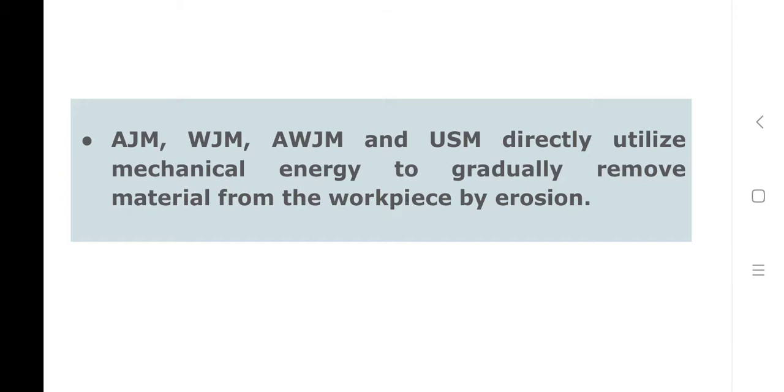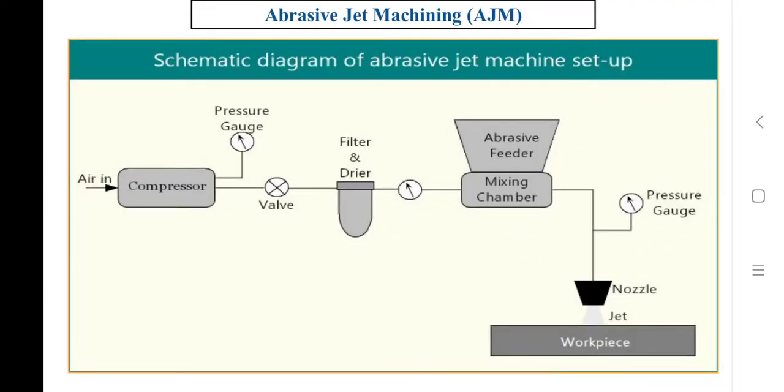Examples of such processes include abrasive jet machining, that is AJM, water jet machining, WJM, abrasive water jet machining, AWJM, and ultrasonic machining. But if you talk about abrasive jet machining in particular, abrasive particles are first mixed with the compressed gas. Here I have shown the compressor.